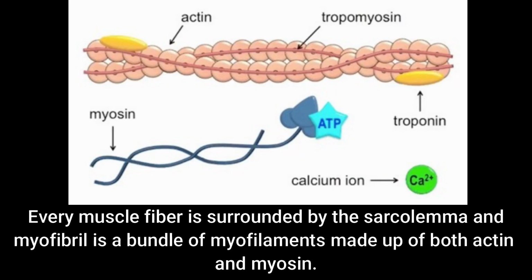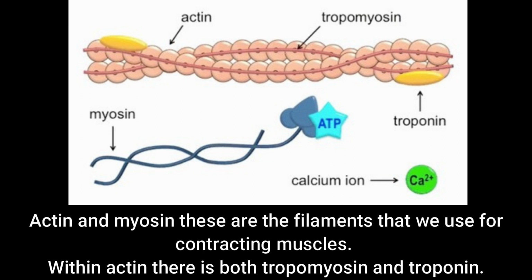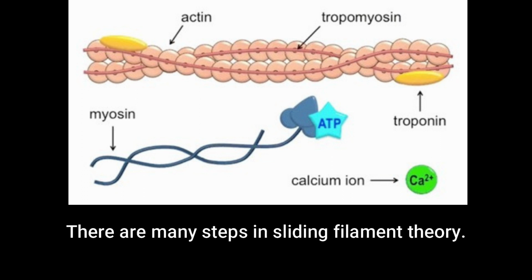Every muscle fiber is surrounded by the sarcolemma, and a myofibril is a bundle of myofilaments made up of both actin and myosin. Actin and myosin, these are the filaments that we use for contracting muscles. Within actin, there are both tropomyosin and troponin. There are many steps in sliding filament theory.